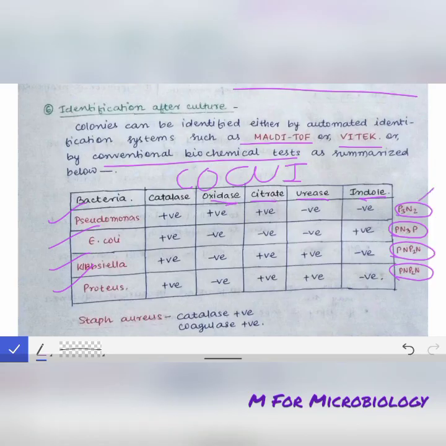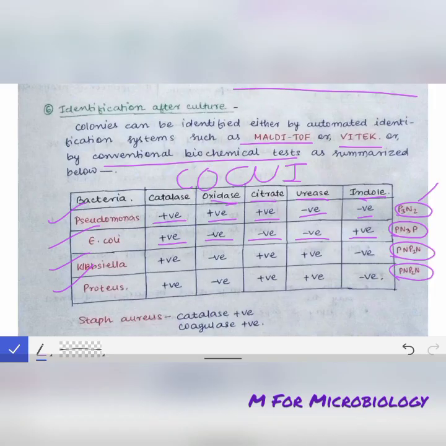P3N2 means the starting three tests will be positive and the last two tests will be negative. The starting three tests are catalase, oxidase, and citrate, so these three are positive, and the last two, urease and indole, are negative. The Kokui score of E. coli is PN3P. That means the first test, catalase, is positive, then three tests are negative: oxidase, citrate, urease, and the last fifth test is again positive, so indole is positive.